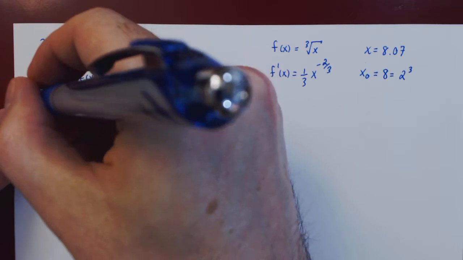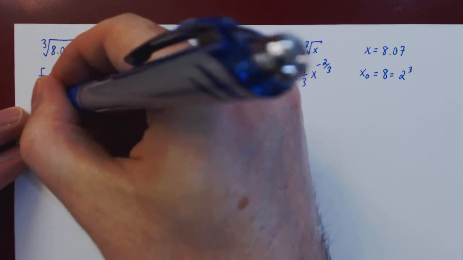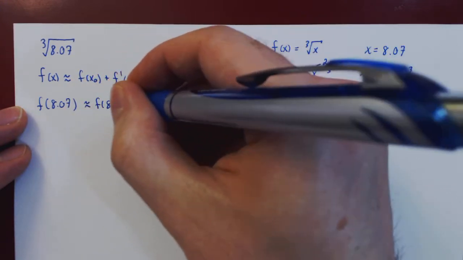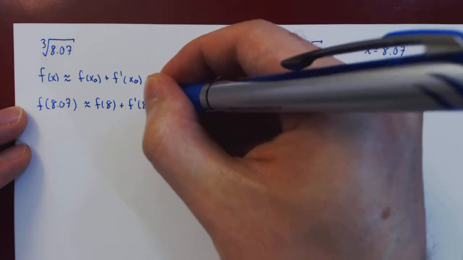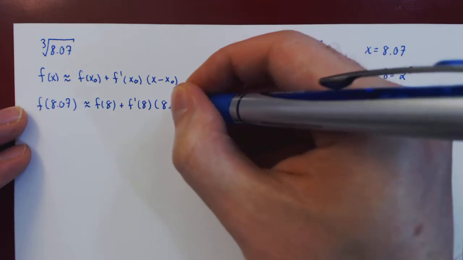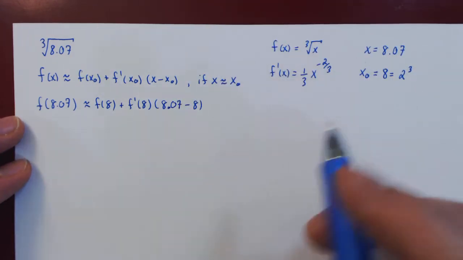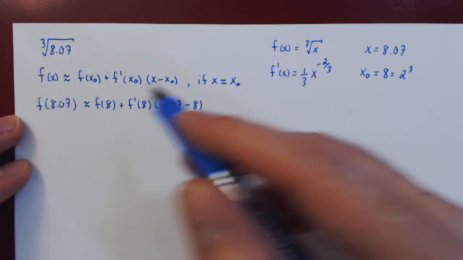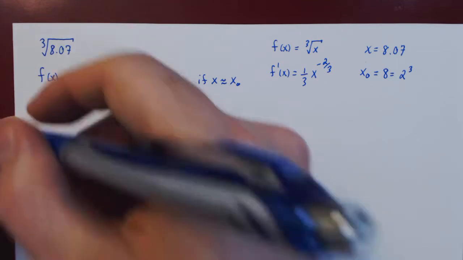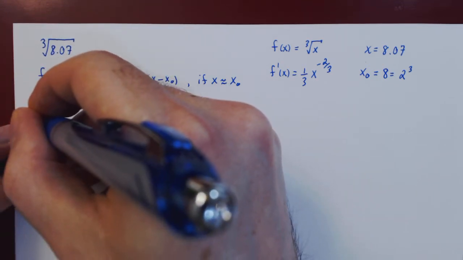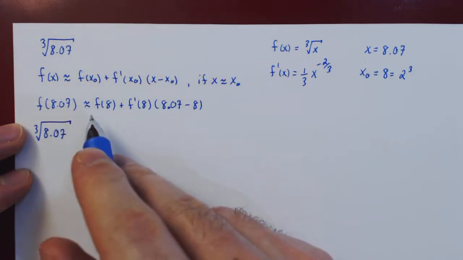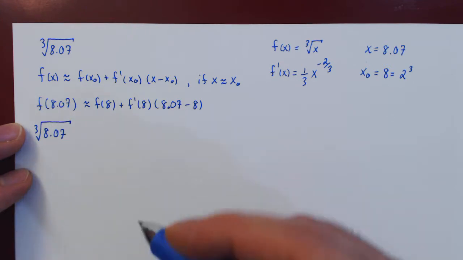So we can now replace in the result of linear approximation the x value and the x0 value. So we have that f of 8.07 is approximately f of 8 plus f prime of 8 times 8.07 minus 8. We can now simplify. Well, first, f of 8.07 is the cube root of 8.07, the number that we want to estimate. So that is our objective. And now let's find the value on the tangent line.